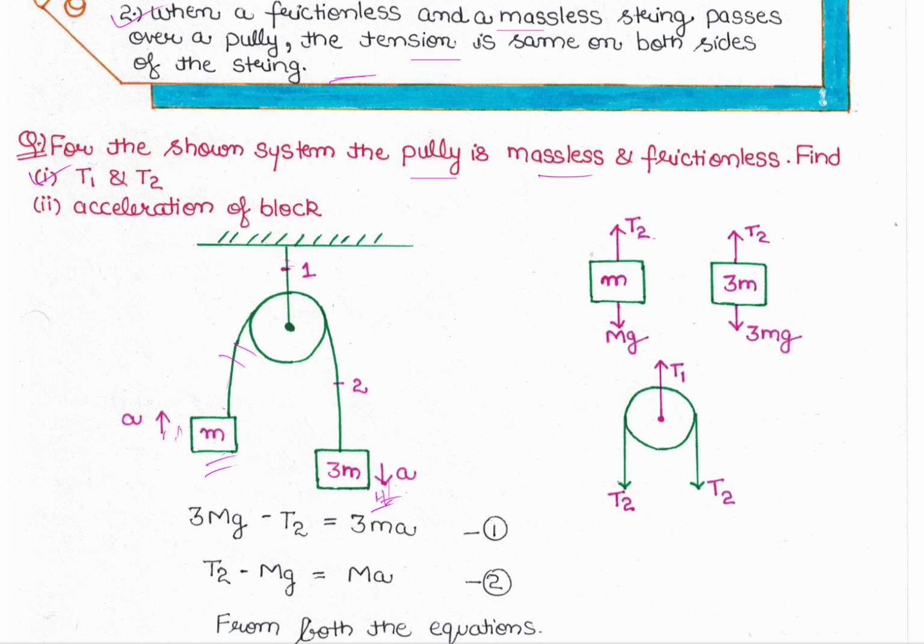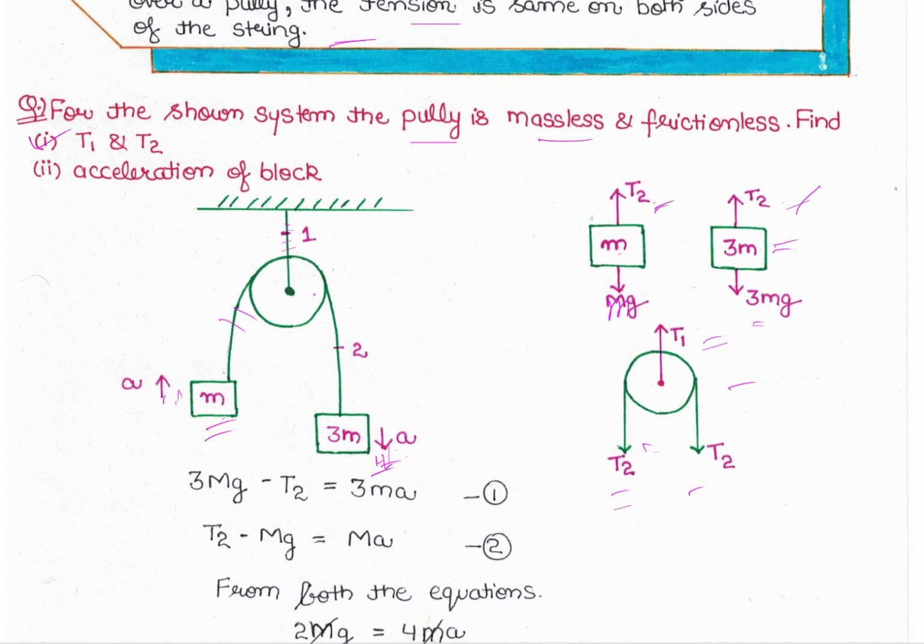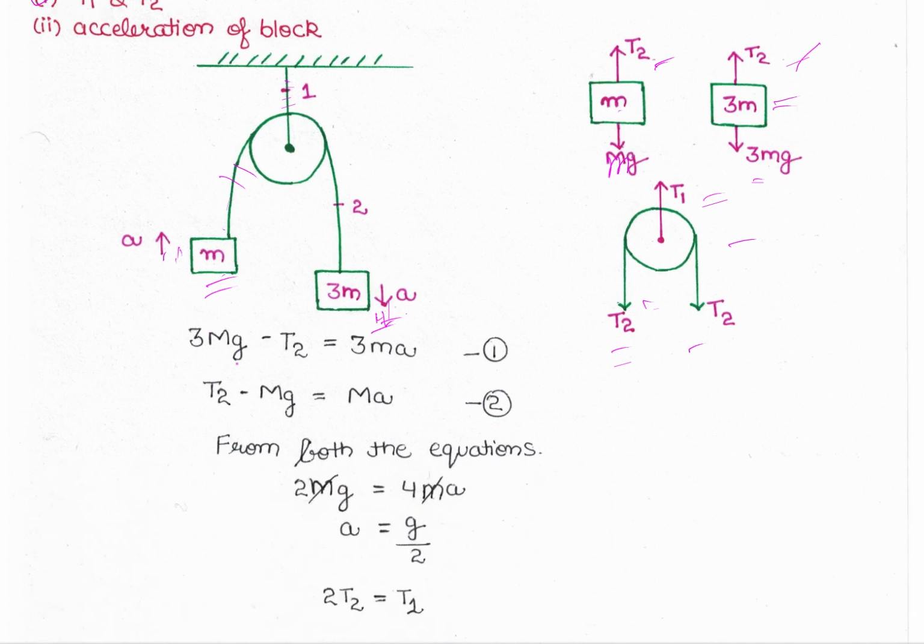Okay, so its free body diagram looks like this. For small m, we can write mg along this and T2 along this. For 3m, its weight 3mg along this, and its tension T2 along this. So its free body diagram looks like this. Okay, T2, T2 and T1, because this is another string. From this figure we can write 3mg minus T2 is equal to 3ma. Here this is the small m, and T2 minus mg is equal to ma.